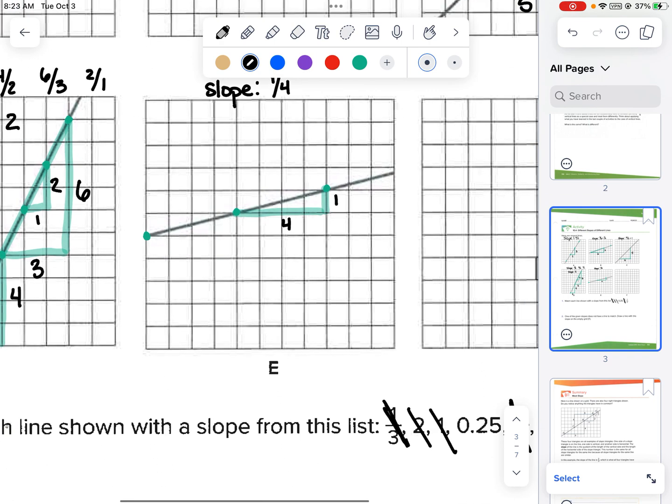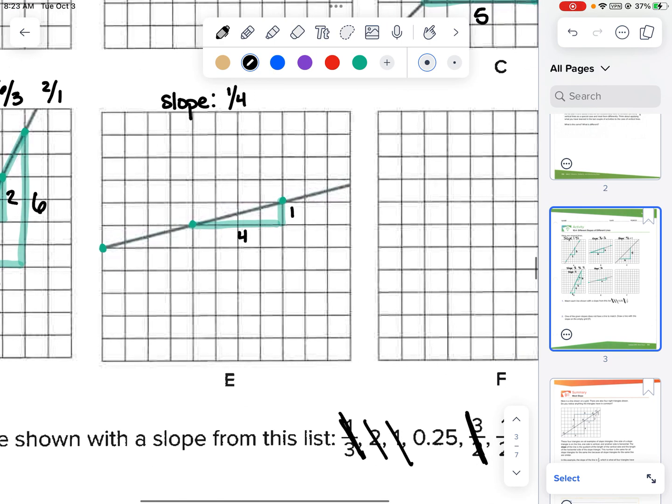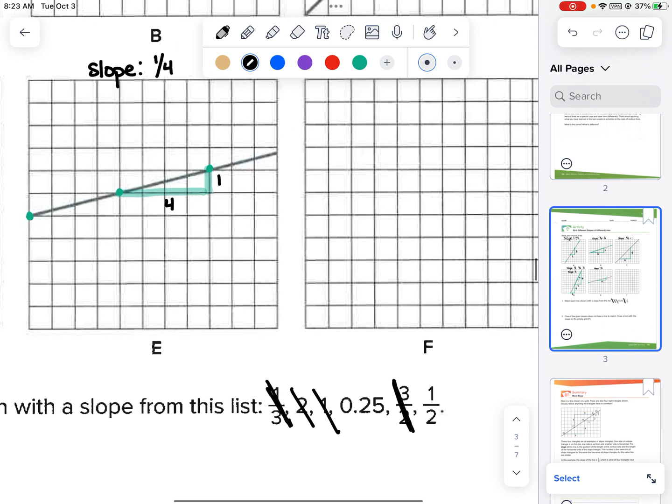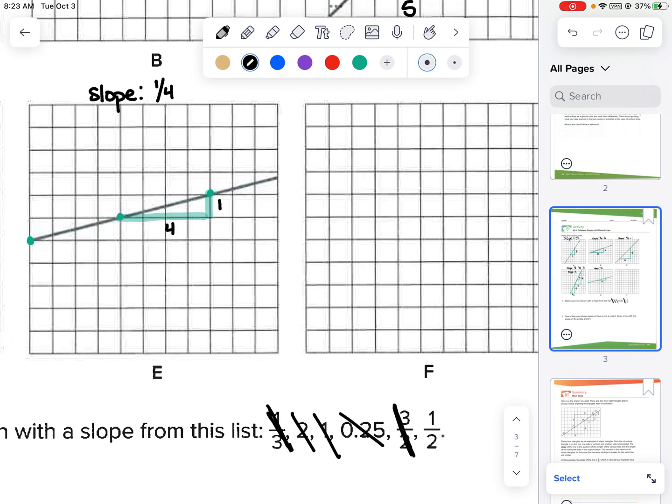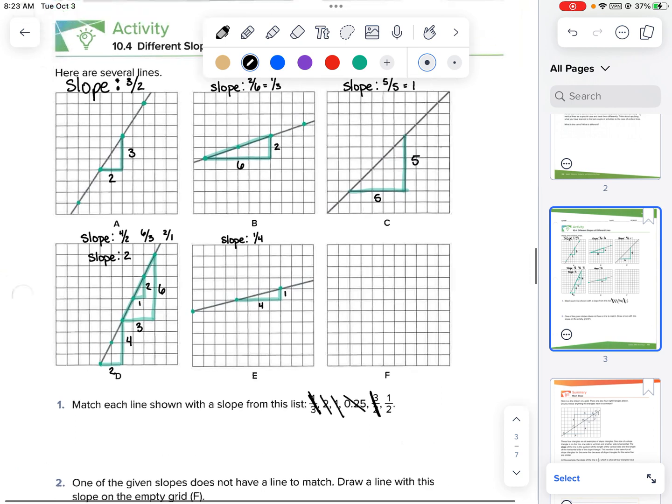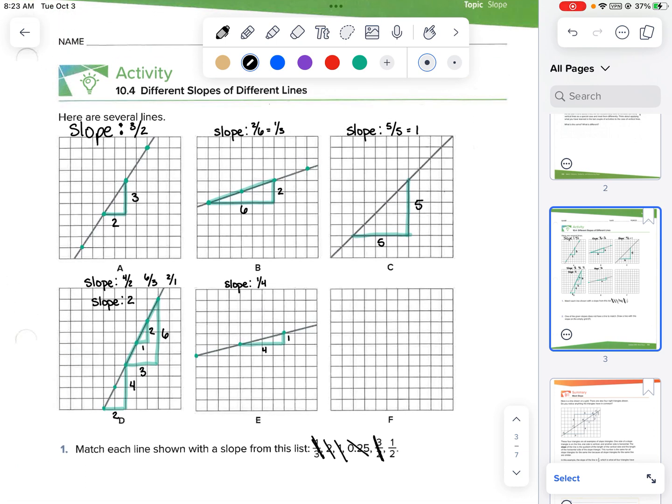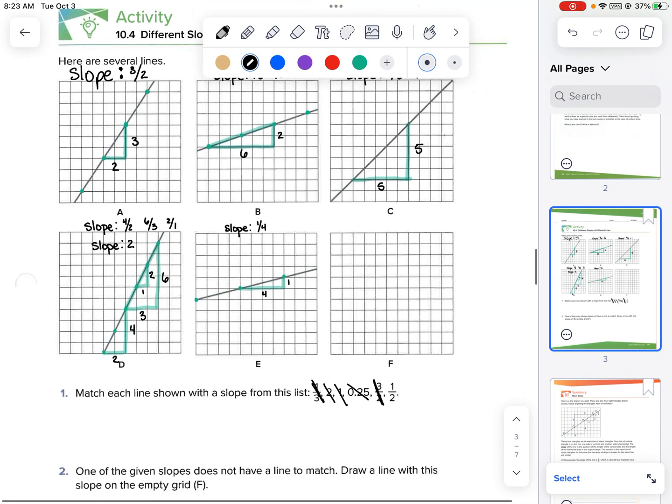E has a rise of 1 and a run of 4. I don't see that in my list, but I know it's not 1/2. So to figure out if it is equal to 0.12 or 0.25, just divide 1 by 4. And it is 0.25. So slope can be written as a fraction, as a whole number, or as a decimal. All right, notice we didn't use our 1/2.